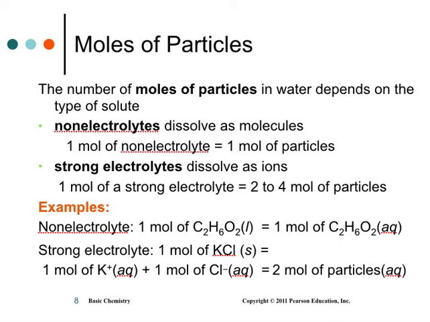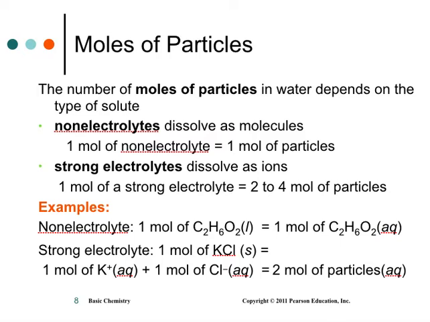So the number of moles of particles in water depends on the type of solute. Now we've looked at this a little bit. Put this in your mind: if you have sodium chloride, which is table salt, and you put it in water, it's a strong electrolyte, it'll break apart into positives and negatives. So if you have something like sodium chloride where you have one positive and one negative, when it breaks apart, you've got water plus two types of ions there.